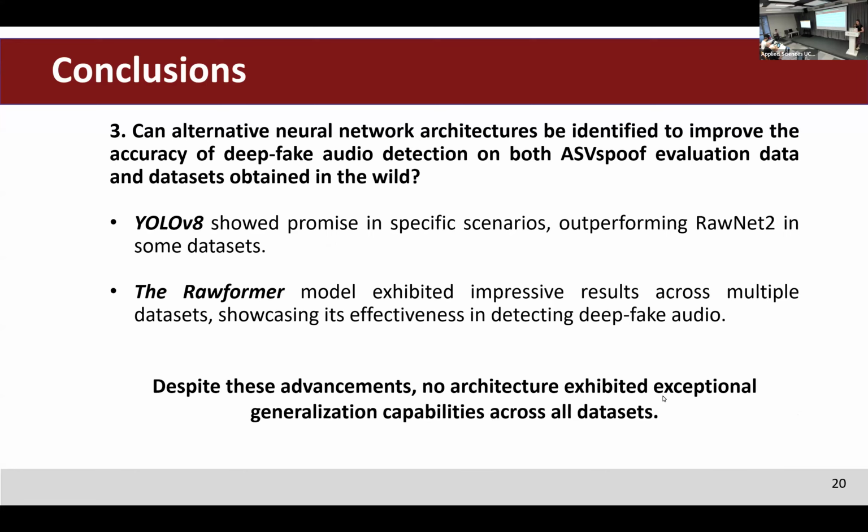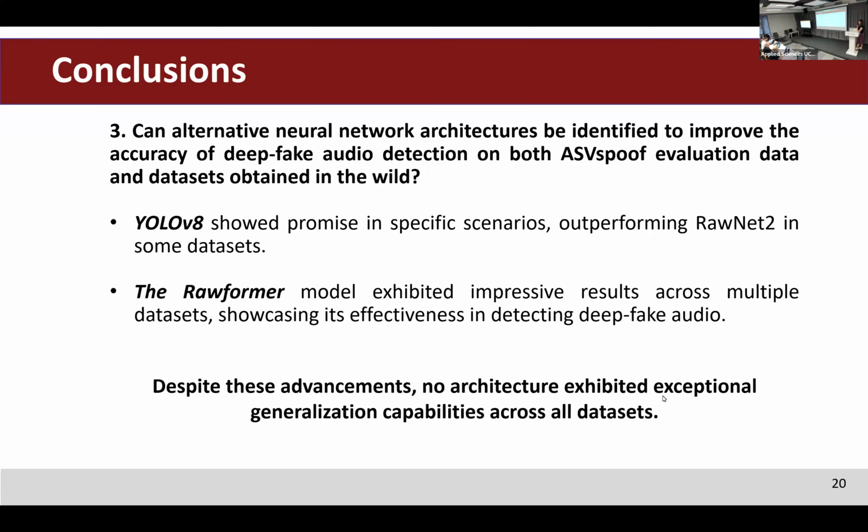And the answer to the last question is that experimentation with alternative neural network architectures shows potential for improving the accuracy of deepfake audio detection on both ASVspoof evaluation data and datasets obtained in the wild. YOLO showed promise in specific scenarios, outperforming RAVNet2 in datasets like Real or Fake and WaveFake. Notably, the Reformer model exhibited impressive results across multiple datasets, showcasing its effectiveness in detecting deepfake audio.